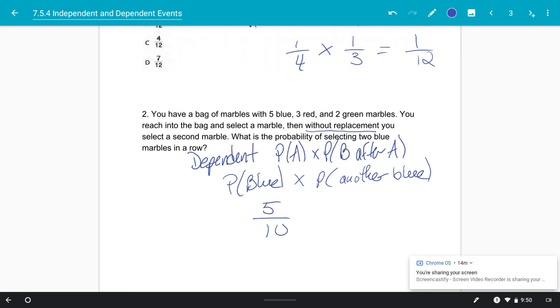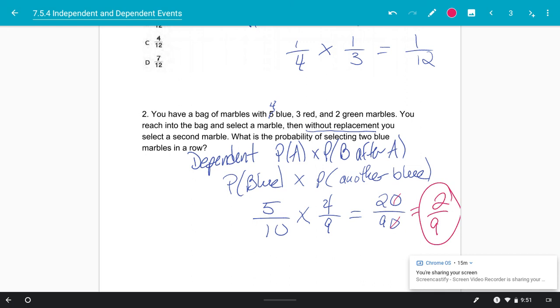Now, if I have selected a blue marble already, what that means is now I only have 4 blue marbles in the bag. So my probability of selecting another blue at this point is going to be 4 out of how many marbles? Well, there's only 9 left in the bag. So that does change our probability here. So we multiply across the top to get 20, multiply across the bottom to get 90. This simplifies pretty nicely because if we have multiples of 10, we can cancel those out to get 2 out of 9.